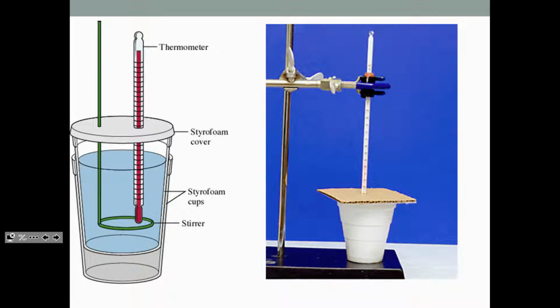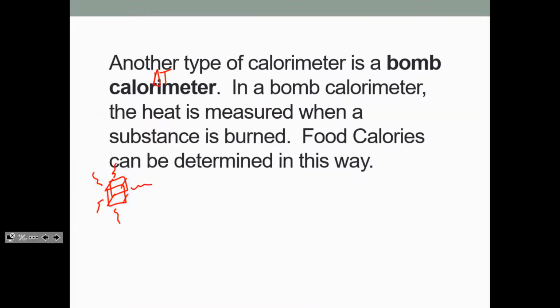So here's a picture of a calorimeter. It's just a styrofoam cup, and what we will do is introduce some sort of object, and the heat may radiate into the water. And from here we can measure a change in temperature, and we can use that in order to calculate the specific heat of that object.